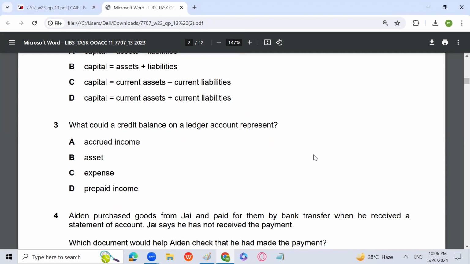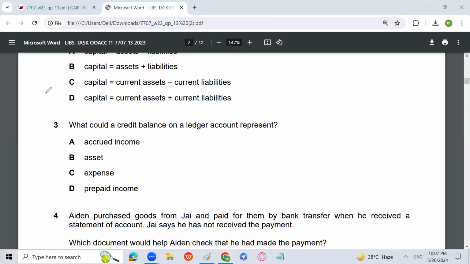What could a credit balance on a ledger account represent? Accrued income is an asset. It has a debit balance. An asset always has a debit balance. Expenses are always debit. Prepaid income means income received in advance. It has a credit balance because it's a liability. Yes, Emma, you are right, that is the answer.